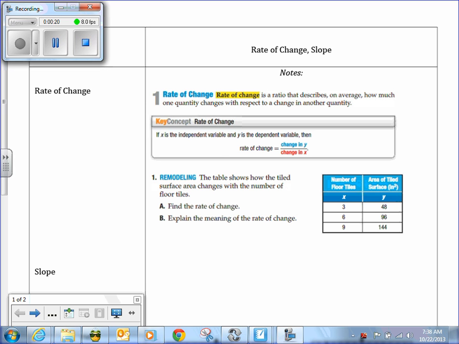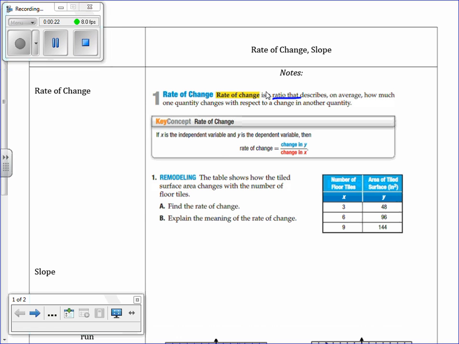So rate of change is a ratio that describes on average how much one quantity changes with respect to the change in another quantity. The main thing we need to remember is it's the change in y over the change in x. And this is the part that you're probably going to have the biggest difficulty with, saying the change in y over the change in x. That's where most of the mistakes occur. Some of you want to put x over y, but remember it's y over x.